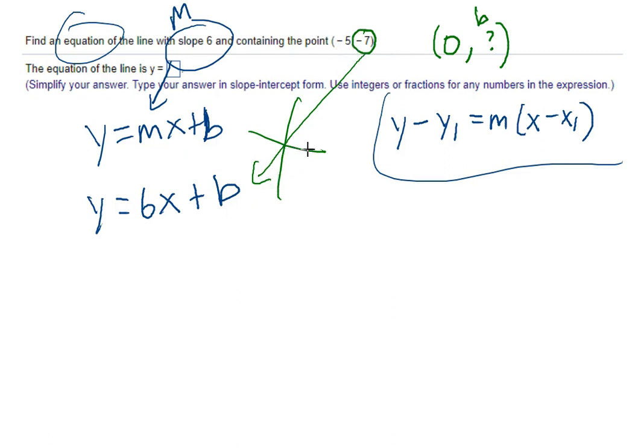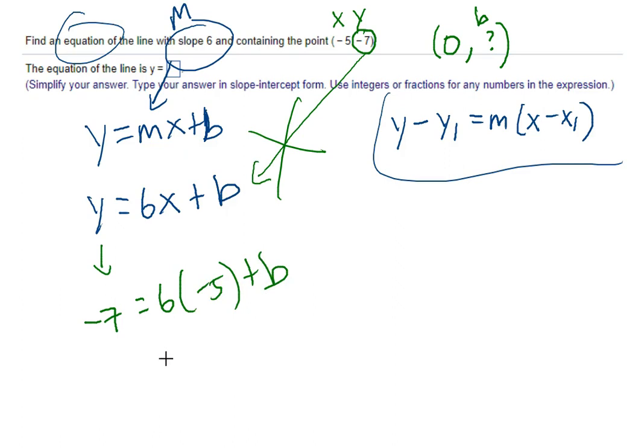How do I find out what b is equal to? I take this point, and instead I plug it in for x and y. So in this formula, it's an x-coordinate and a y-coordinate. I'm going to plug those numbers in for x and y here in this formula. Then I can solve for b and find out what b is equal to. All right, so y is -7. X is -5. So I plug those two numbers in.